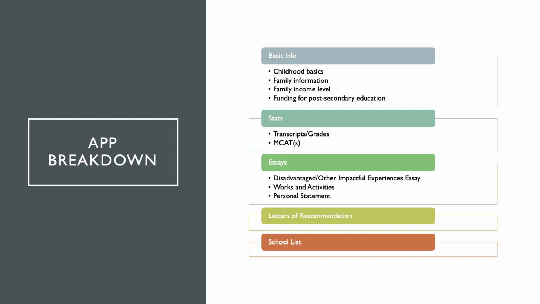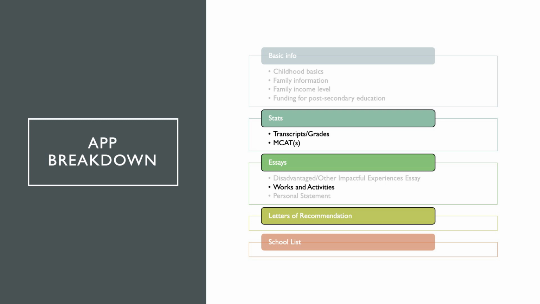Since the basic information is unlikely to change, and your school list should be shaped by your stats and experiences, I'm going to focus on the sections more immediately within your control to work on the semester prior to applying, which are the stats, which consist of your transcripts, grades, and your AMCAS scores, your extracurriculars, which will be described in the works and activities section of your essays, and your letters of recommendation.